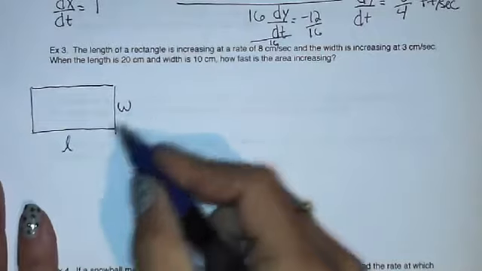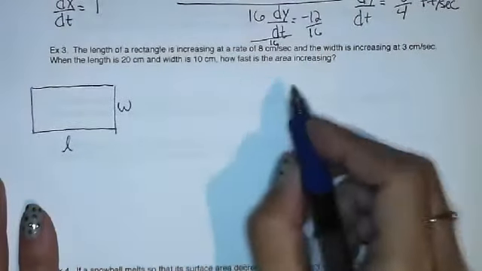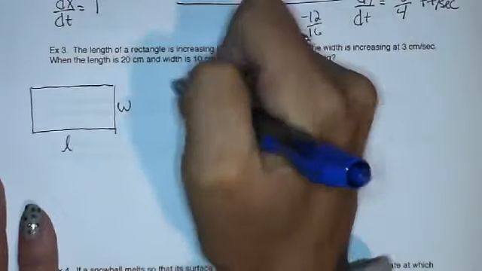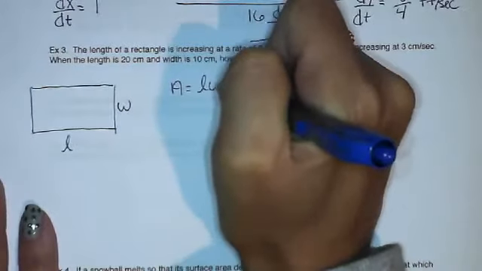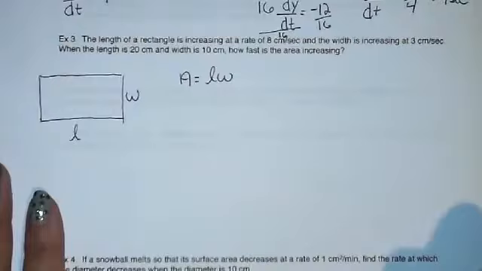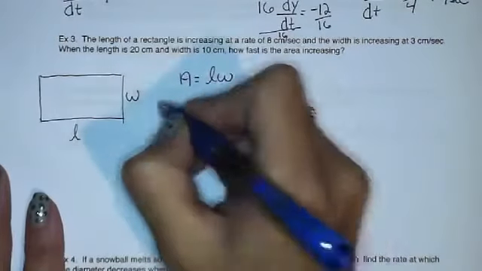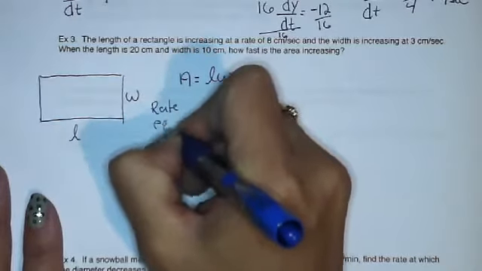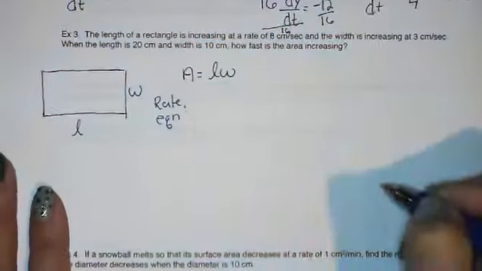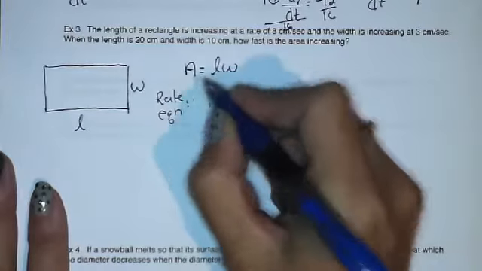So I'll use L and W so that I can keep length and width separate. L, W. Remember, no numbers go in here, not the 20, not the 10. That gets saved for later. And then I want an area equation. So area equals length times width. So after you've got your equation, you do your rate equation, which is derivatives.